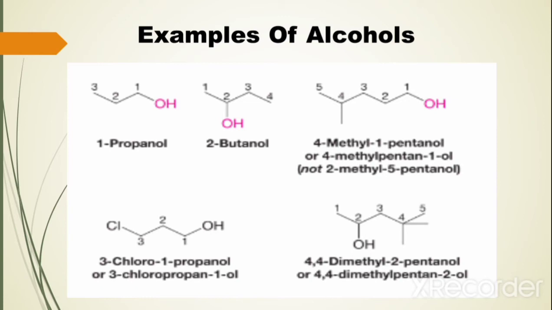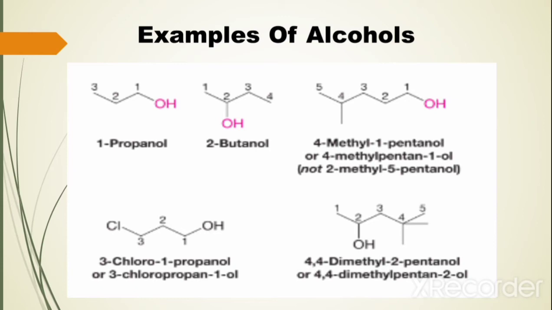a 3 carbon chain that has a hydroxyl group on its terminal end. So we will name it as 1-propanol. And the other example is a 4 carbon chain, and on the second position the hydroxyl group is attached, so we will name it as 2-butanol.